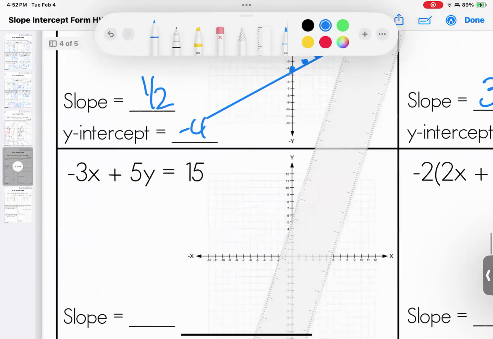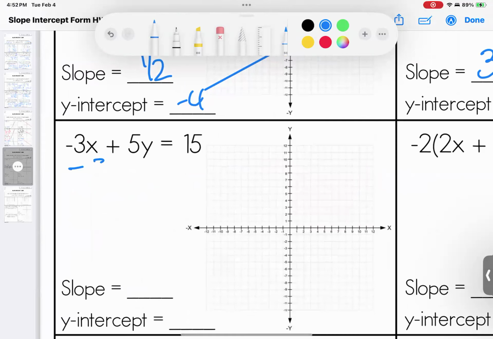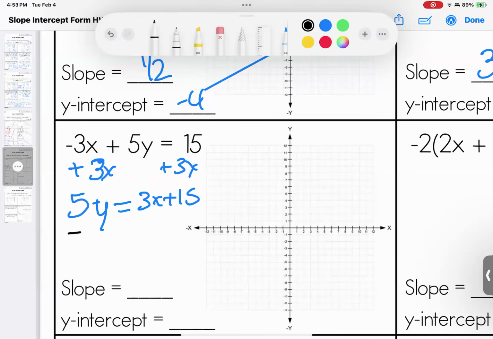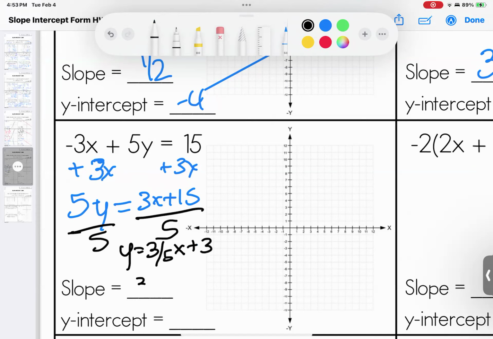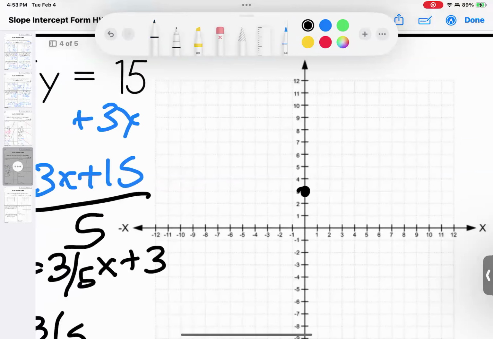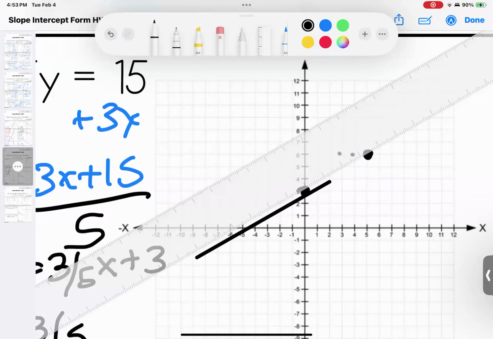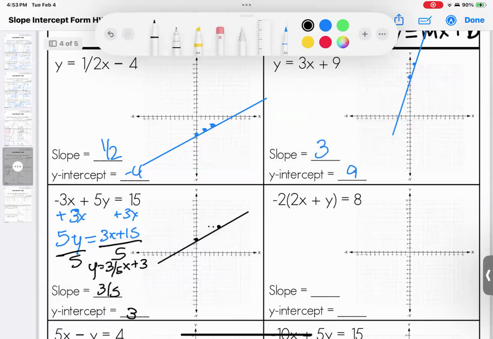All right, this one is not in y equals form, so we need to make it that way. 5y is equal to 3x plus 15. Again, I'm putting the x in front because that is y equals mx plus b form. Divide by 5, divide by 5, y is equal to 3/5 x plus 3. So 3/5 and 3. I'm going to go up to 3. I'm going to go up 3 over 5. So 1, 2, 3, 1, 2, 3, 4, 5. Don't mind the extra dots. This ruler is not helping me.